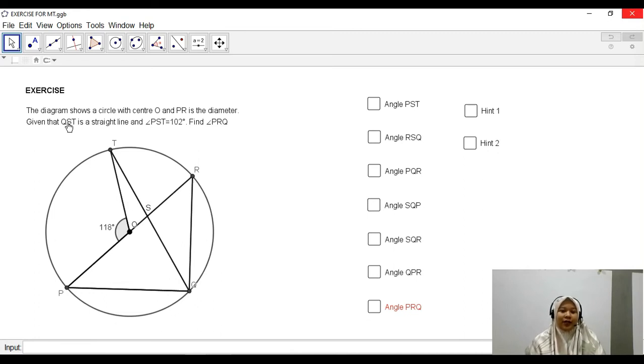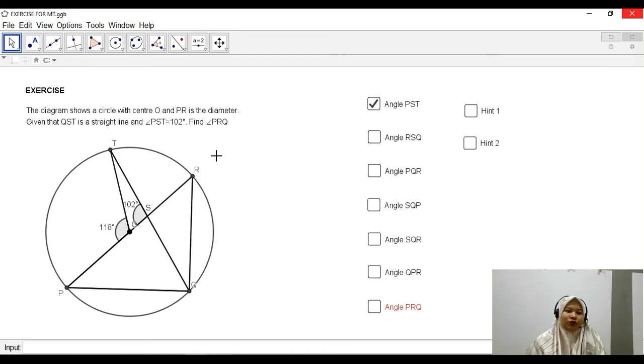Given that QST is a straight line, if the question mentions a straight line, then you know the total angle for a straight line is 180 degrees. And angle PST equals 102 degrees. Find the angle of PRQ. So we know the angle PST. Here is the angle PST, which is 102. Now we want to find PRQ.